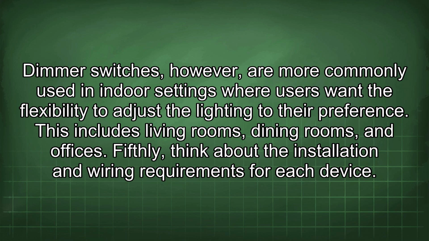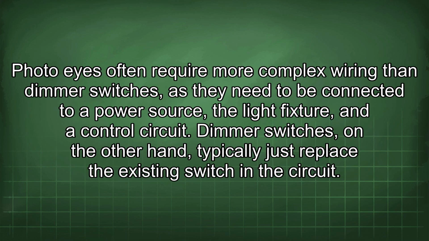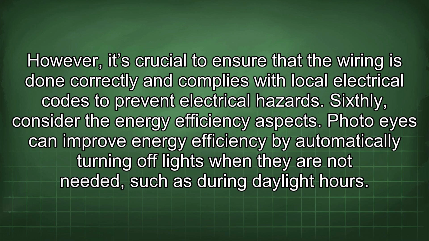Fifthly, think about the installation and wiring requirements for each device. Photo eyes often require more complex wiring than dimmer switches, as they need to be connected to a power source, the light fixture, and a control circuit. Dimmer switches, on the other hand, typically just replace the existing switch in the circuit. However, it's crucial to ensure that the wiring is done correctly and complies with local electrical codes to prevent electrical hazard. Sixthly, consider the energy efficiency aspects.